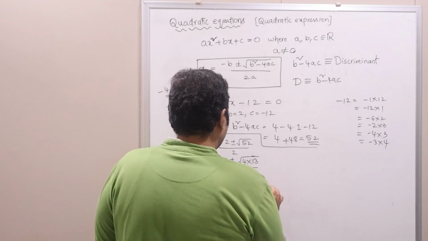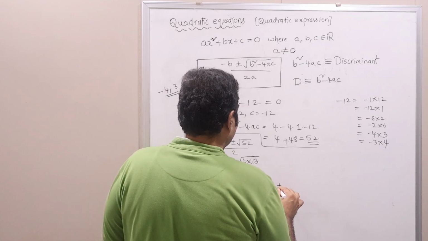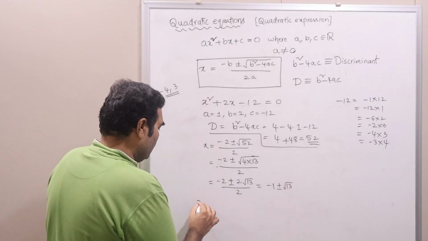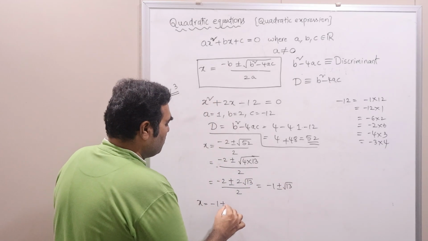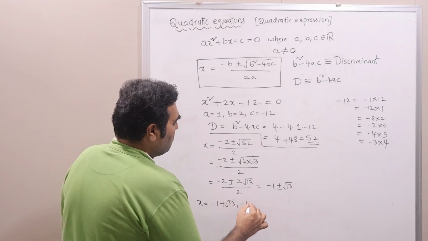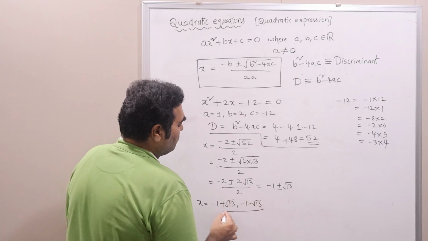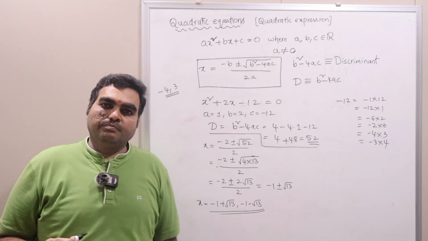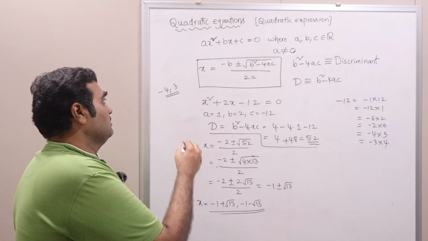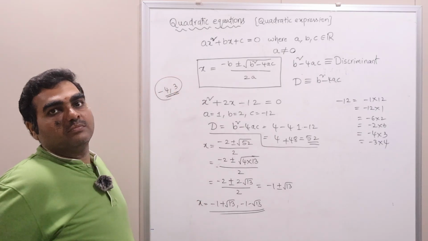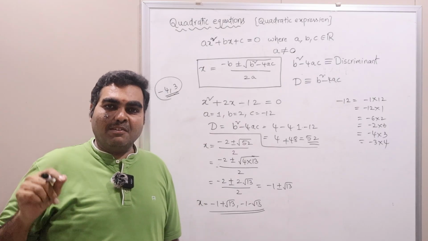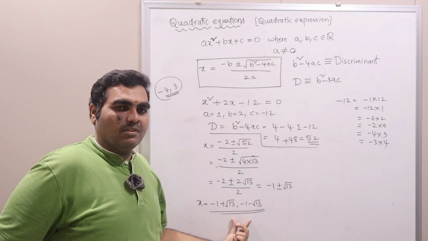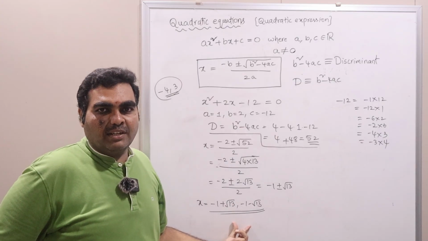Now this can be written as minus 1 plus or minus square root of 13. So the roots are x equal to minus 1 plus square root of 13, comma, minus 1 minus square root of 13. What did you notice by looking at this pair of roots when you compare with the simple roots? The difference is very obvious. These are rational. These are not rational. Irrational, right?